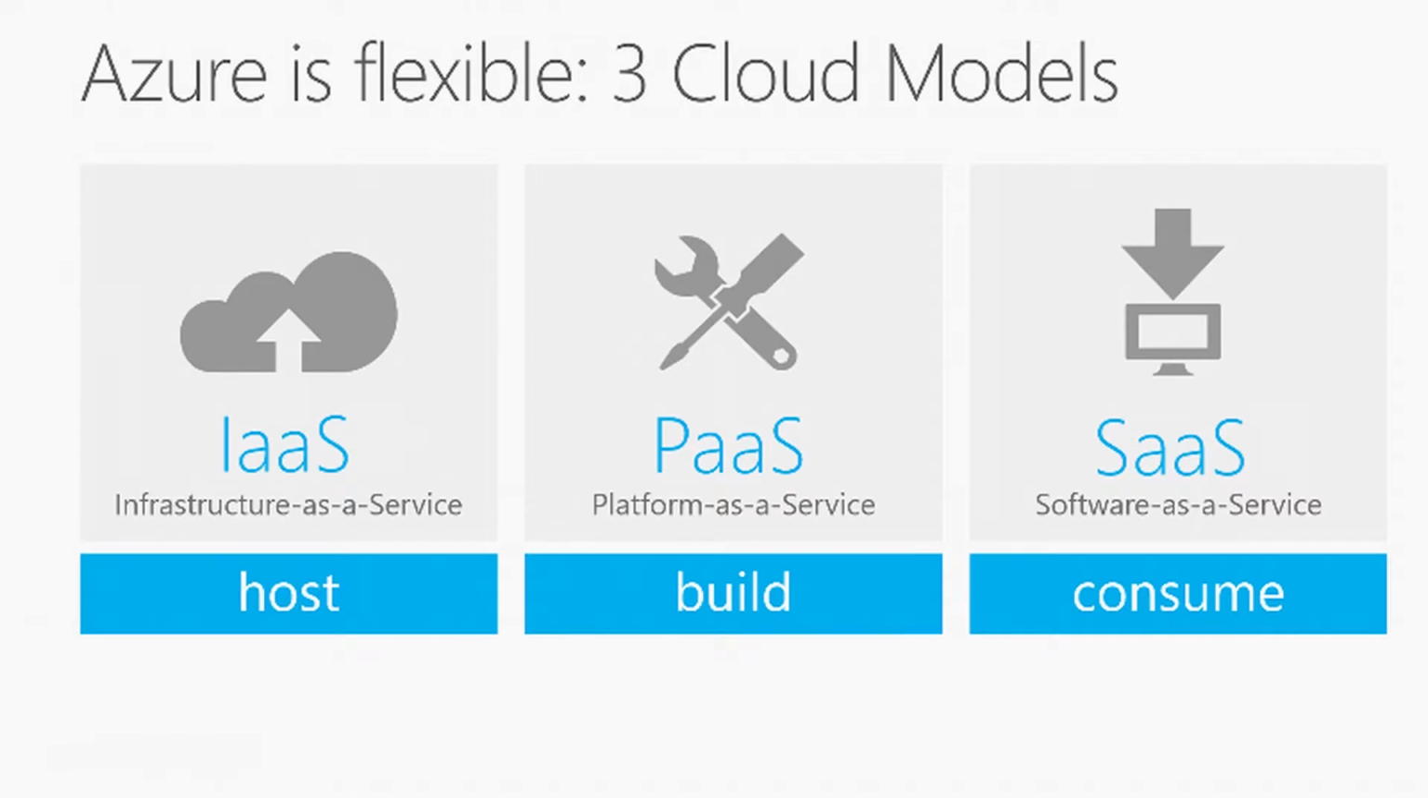The first is infrastructure as a service, where you use it to host your own VMs in the cloud. The second is platform as a service, which gives us the capabilities of SharePoint Online. And the third is software as a service, which is used for things like Office 365. To better understand the differences between these platforms, I'll use pizza as an analogy.